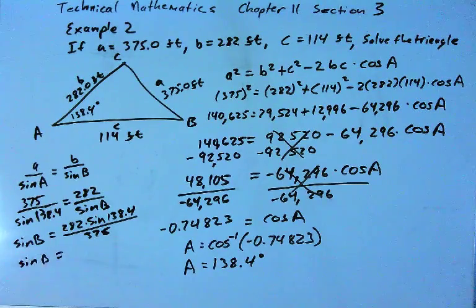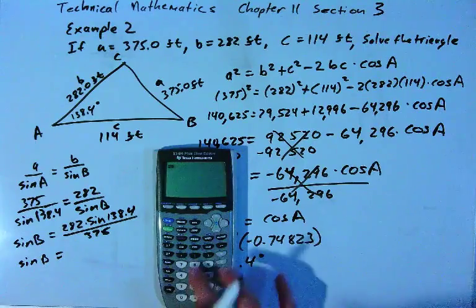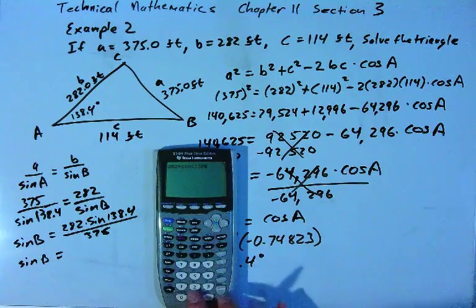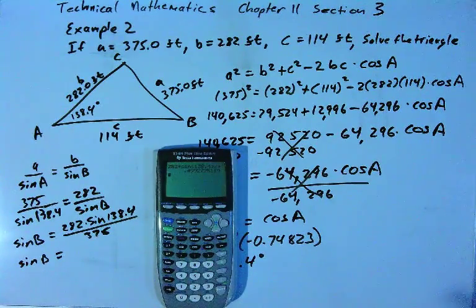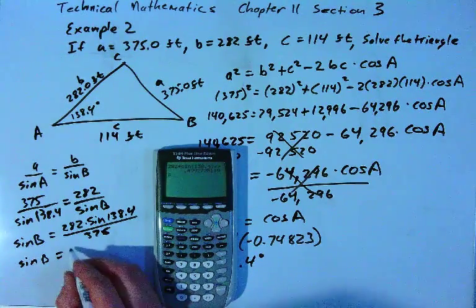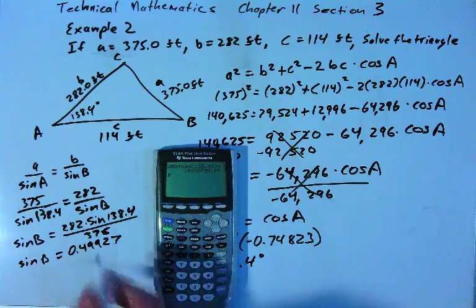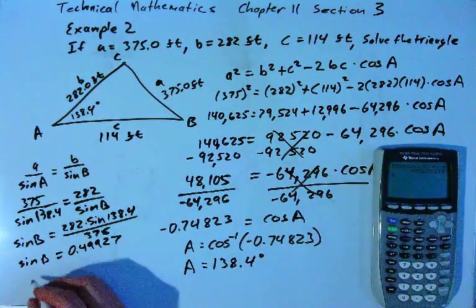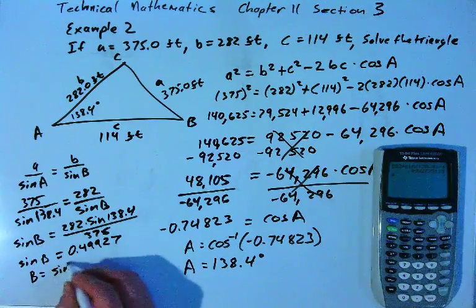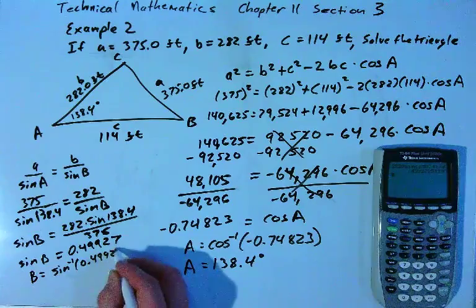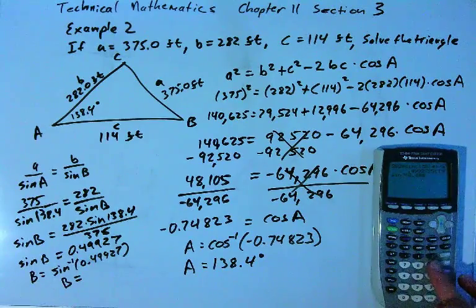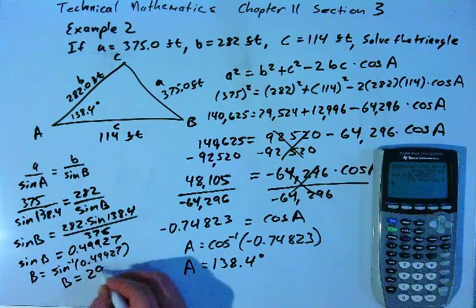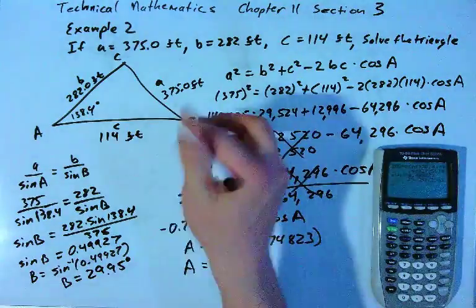And so the sine of B will equal, we have 282 times the sine of 138.4, close parentheses, divided by 375, and we get 0.49927. Okay, and so now we can find B by taking the inverse sine of both sides. B is the inverse sine of 0.49927, close parentheses. We get 29.95 degrees. So angle B is 29.95 degrees.